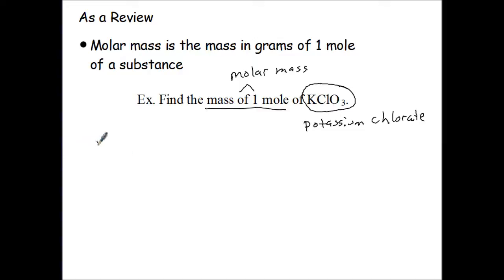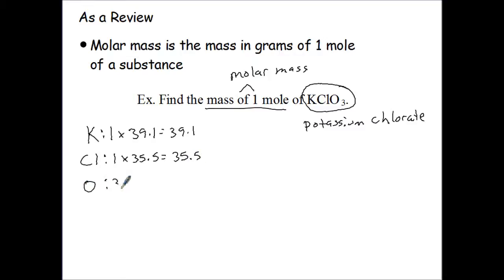Alright, let's go ahead and find the mass of this. You need your periodic table for this, because that's what has the atomic masses on it. There's 1 K, I'm going to multiply it by its atomic mass, which is 39.1 grams per mole, and that equals 39.1. There is 1 chlorine. Multiply it by its atomic mass, which is 35.5 grams per mole, and I get, shockingly, 35.5. And then we have 3 oxygens in the formula. We multiply that by oxygen's atomic mass, which is 16.0, and I get 48.0.